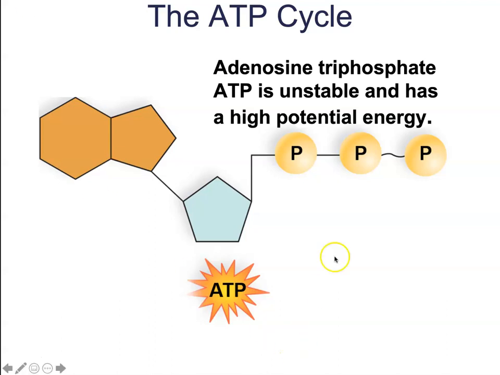Like I said before, here's the structure. We have an adenosine, so we have an adenine bound to a ribose, bound to 3 phosphate molecules.